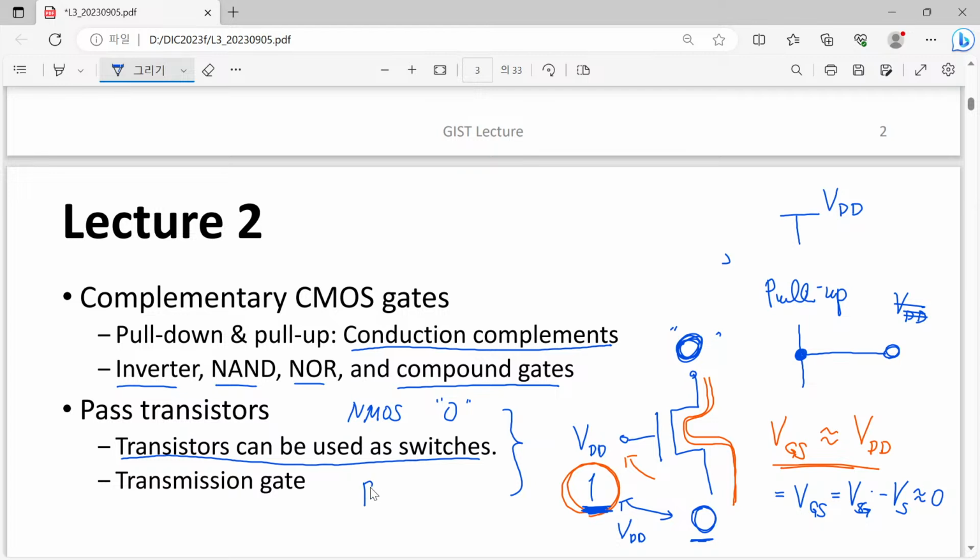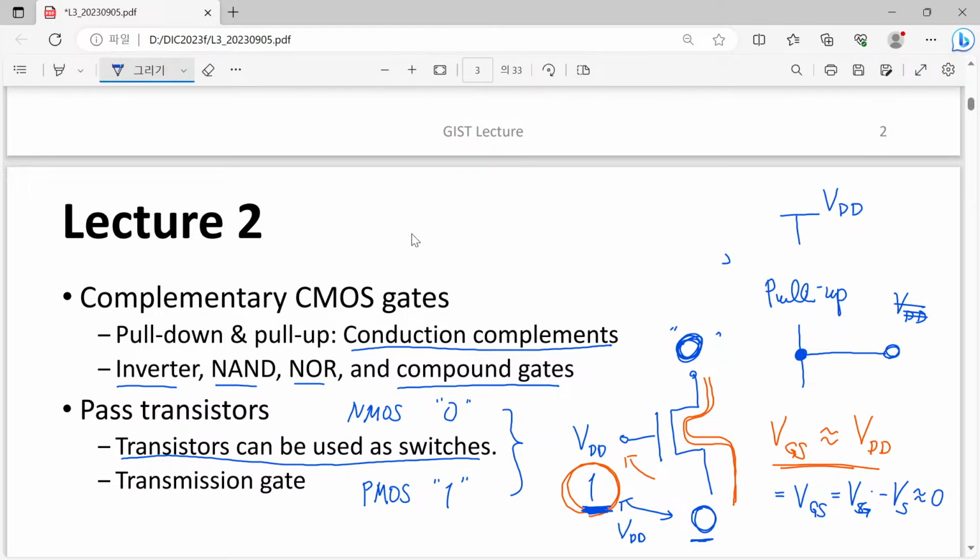Quite similarly, a P MOSFET is only good at passing logical 1. A student asks: when VGS becomes 0, does the transistor turn off? Yeah, sure.